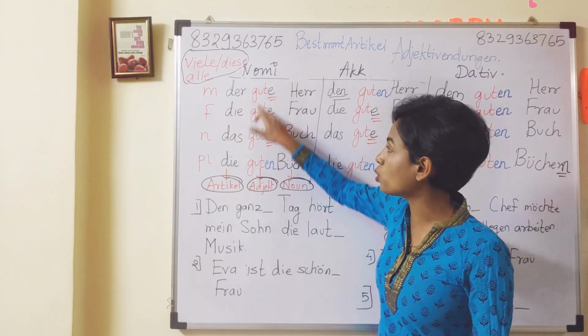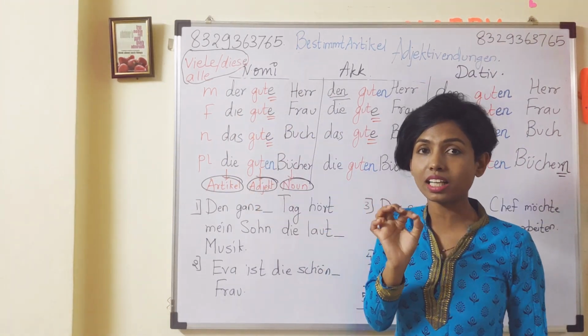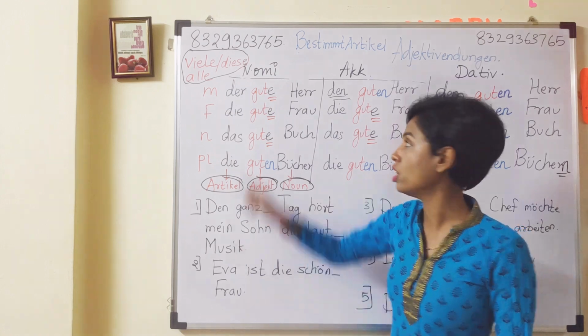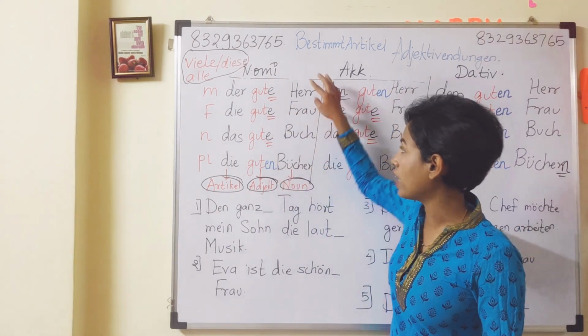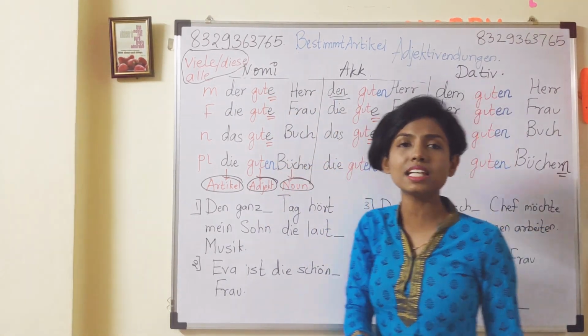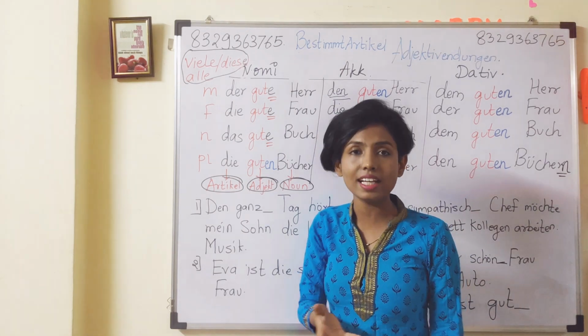Der, die, das, die. Gut, gut, gut, gut you have written with the red color pen. Don't write the endings at the beginning. Write gut, gut, gut, and then these words you write. With a pencil in the exam, you can write the endings later on.